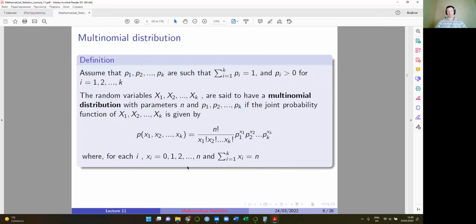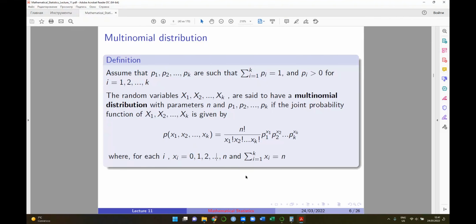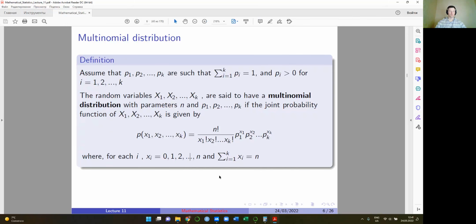And so we put a restriction that the sum of these x's must be equal to n, and each x_i can take values from 0 to n. So x is the count: we count how many times a person responded with the answer good or very good or bad or something like this. And it might be from 0 to n, where n is the total number of people who participated in the questionnaire.